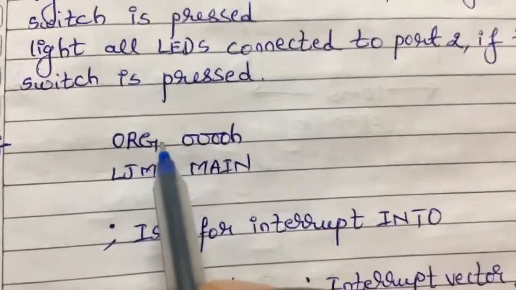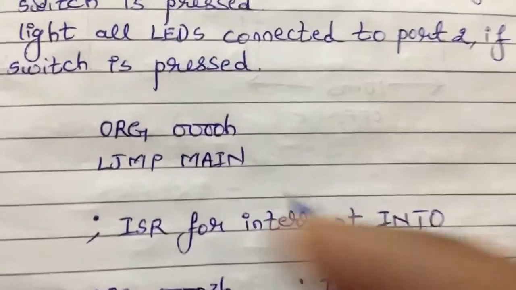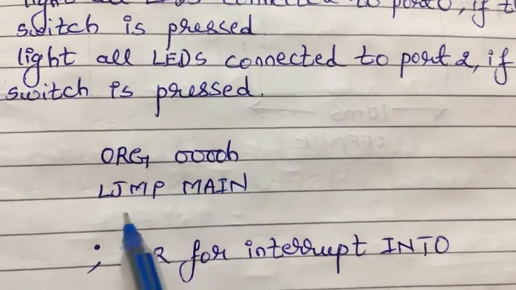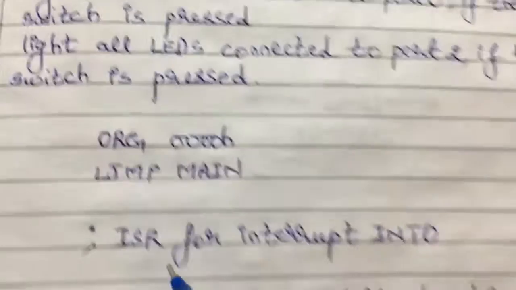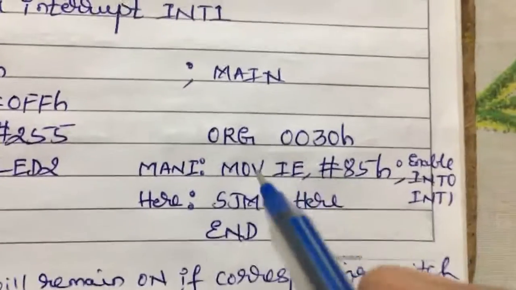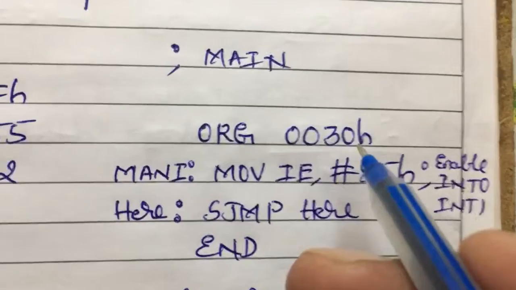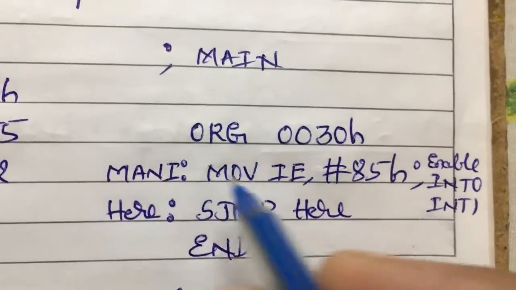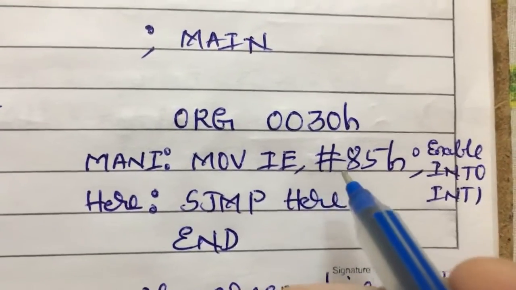As you know, first we need to write ORG 000H, then LJMP main. It will bypass to the main program. Here I have written the main program: ORG 0030H, as all of you know. Main: MOV IE, #85H.